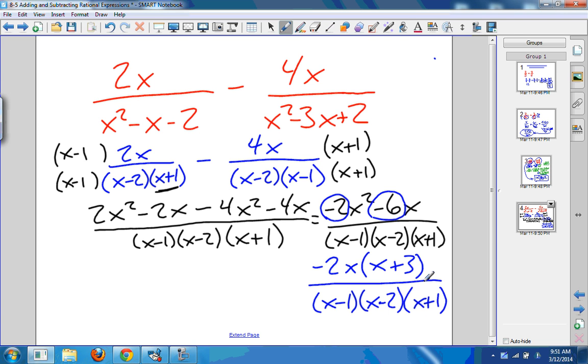So I factored the top there to see if anything canceled out. Maybe we'd have x plus 3 in the denominator now, but we don't. So there's nothing else we can cancel out. So it looks like this is our final answer.